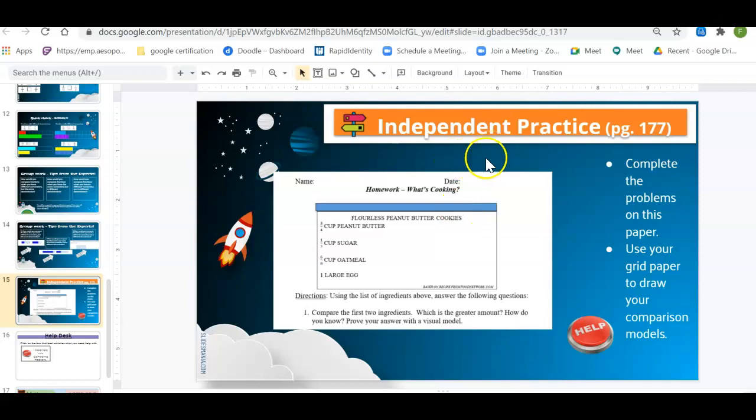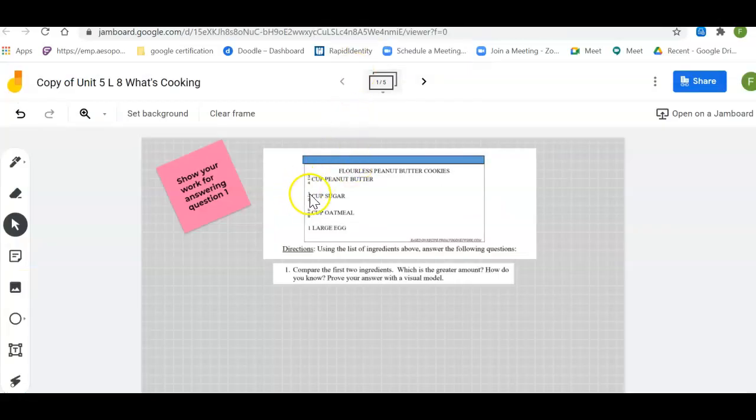So next up, for your independent practice, now this is on page 177. This is on page 177, but I also have it on a Jamboard. So you're going to have a choice doing it on the Jamboard, or you can work in your math binder, page 177. So on the Jamboard, it would look like this.